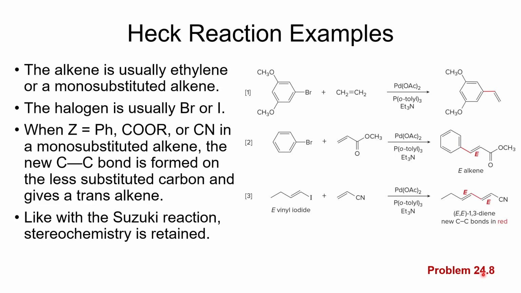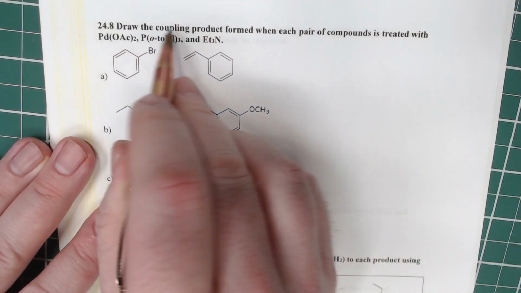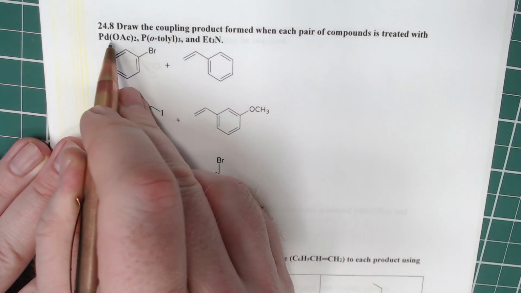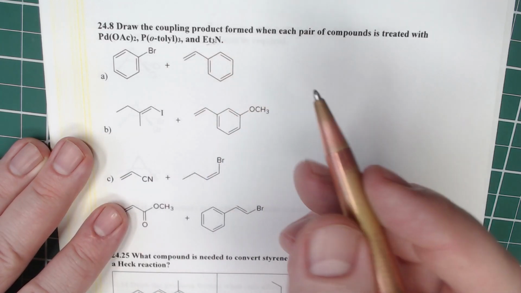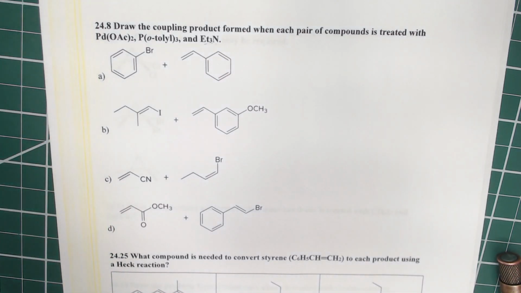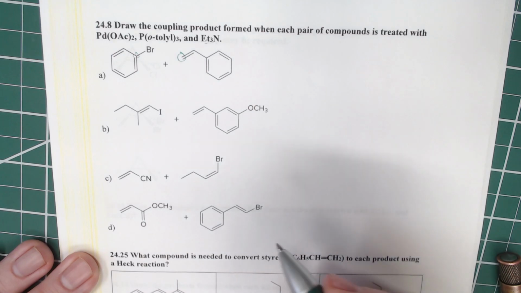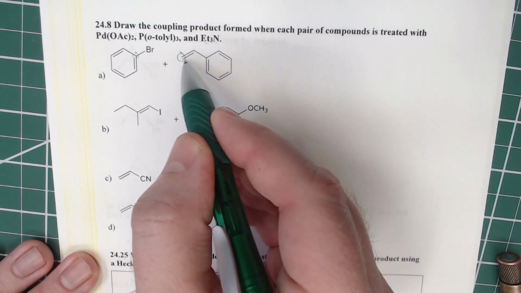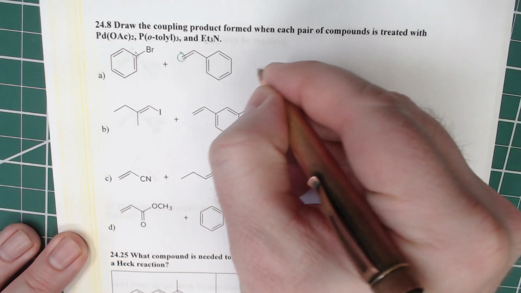So let's look at number 8. Here, draw the coupling product when each pair is treated with our catalyst and our equivalent of the triethylamine. Again, I think it's useful to come in and identify which carbons are going to be bonded to each other. So we're going to bond this carbon and this carbon. And the stereochemistry on this carbon-carbon double bond is going to be trans. So we'll go ahead and do this.